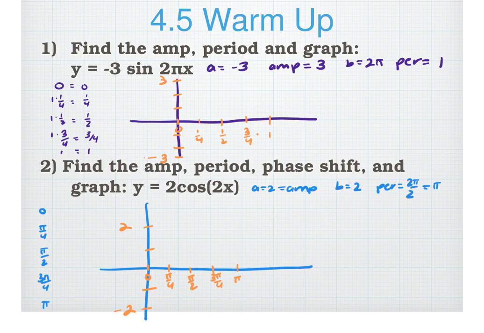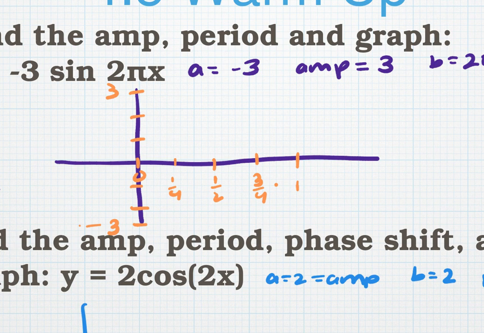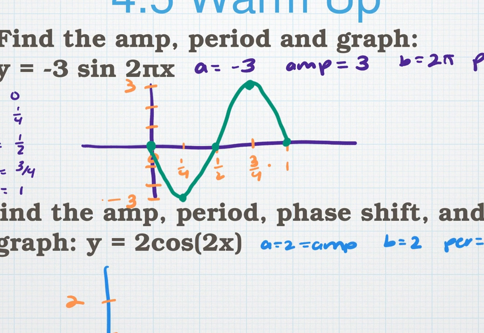So my key points are 0, 1/4, 1/2, 3/4, and 1. And so I plotted those on my x-axis. I plotted 3. And typically sine starts at the x-axis, goes up to 3, comes back down again. But because this is negative, it's going to start at the x-axis, go down to -3, come back up to 0, up to +3, and come back down to 1. And your sine curve looks like that. Questions on that one?